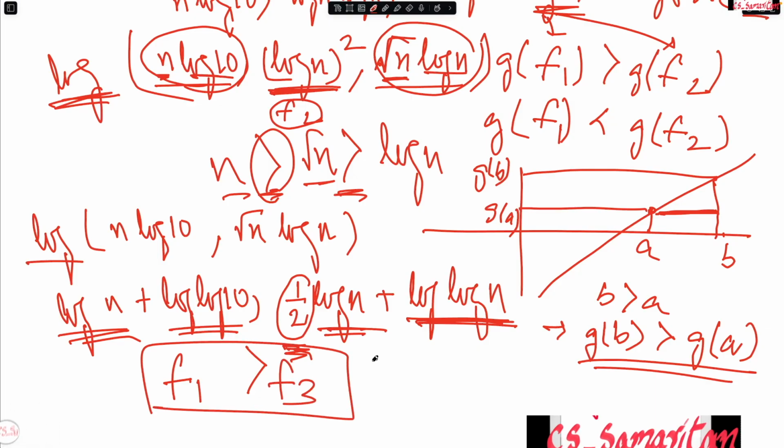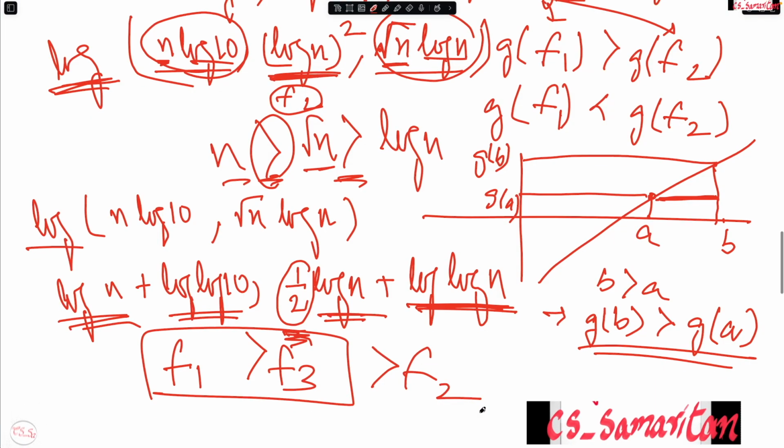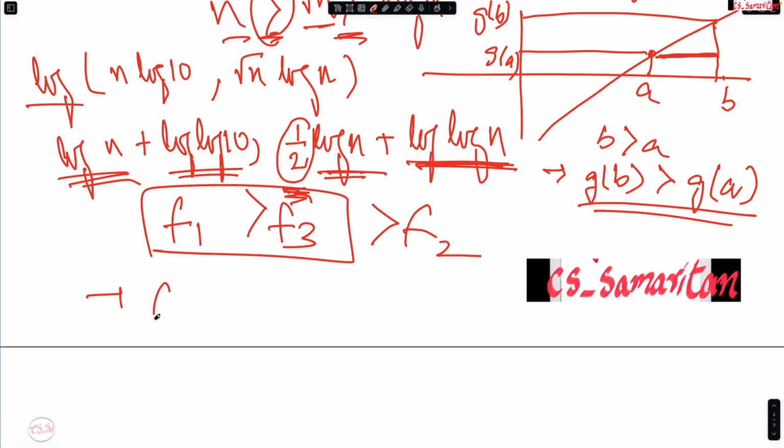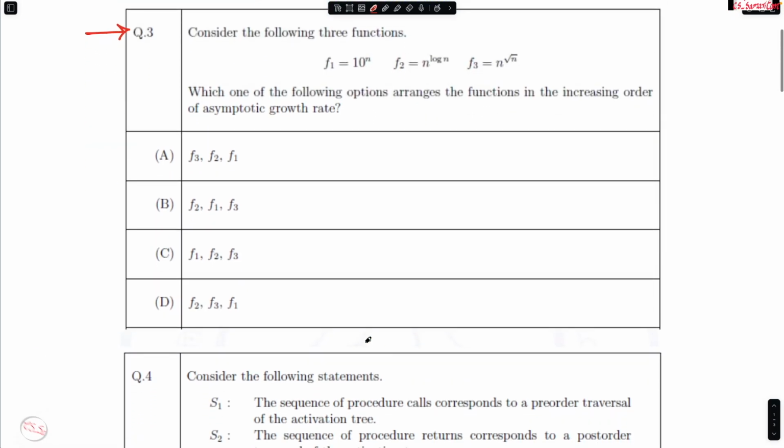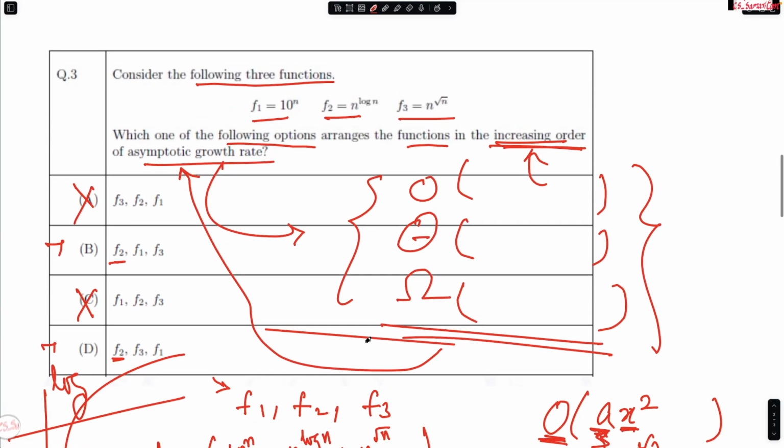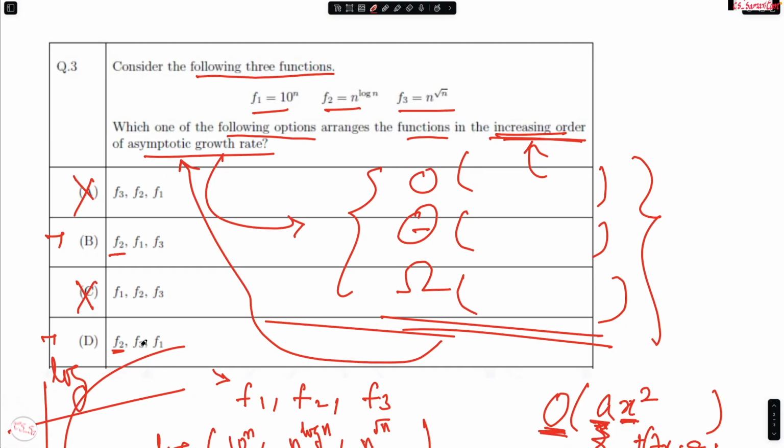Very good. And we know that f2 is the least one of them all. So basically that gives us the answer that f2 is less than f3 is less than f1. That is the whole of the question. Not very difficult, but obviously requiring a bit of mathematical rigor and practice. Right? Which one of them? F2, F3, F1. So D is going to be your answer.